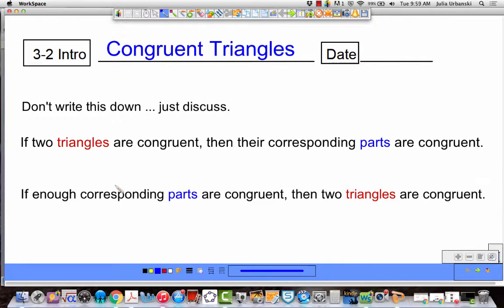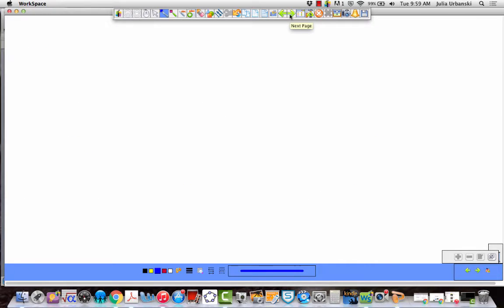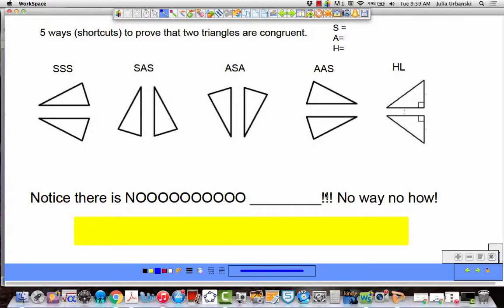Congruent triangles. These shortcuts right here. What do you think S stands for in a triangle? The side. Over here, S stands for side. If you can find a pair of matching sides, that's going to help you know that the triangles are congruent. There's certain combinations that we can use.